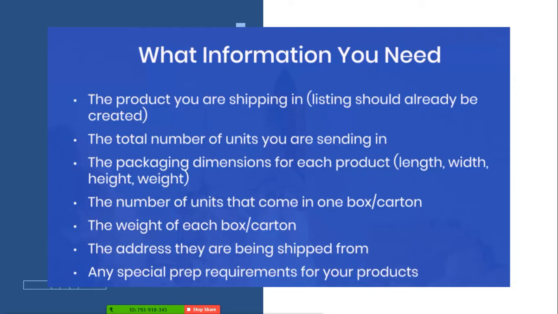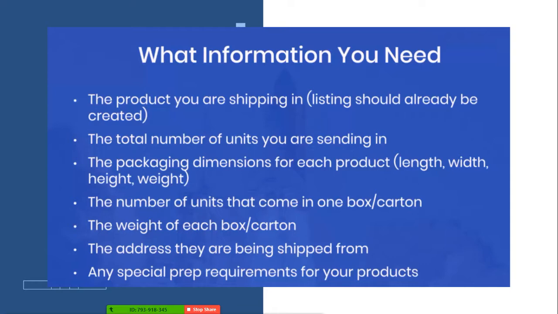Now, what information do you need? This is all you need here. The product you're shipping in, the listing should already be created. So if you haven't done the listing, guys, just go back to the basics of creating listings, and then of course you'll be able to create it. And of course you must have the GS1 GTIN codes, the UPC codes, before you create listings, okay?